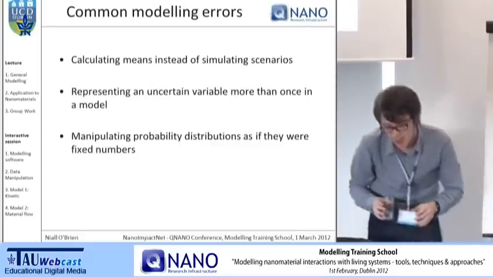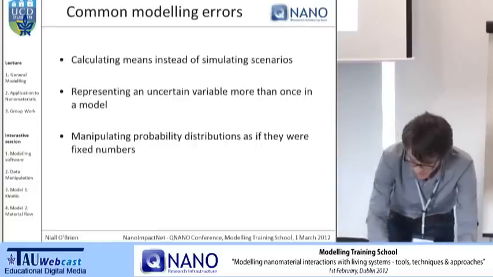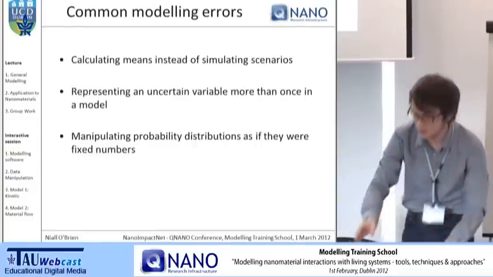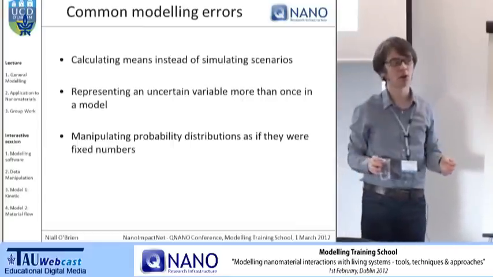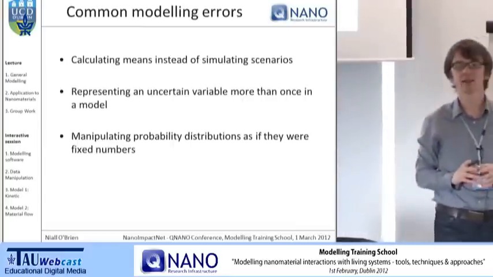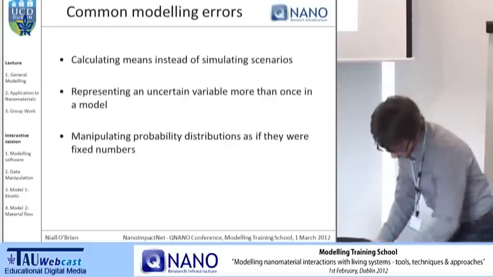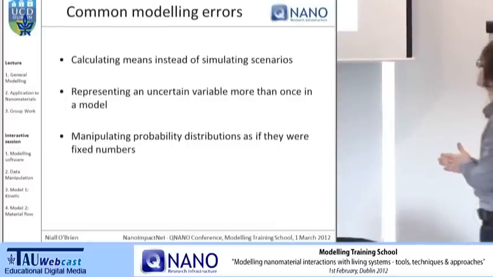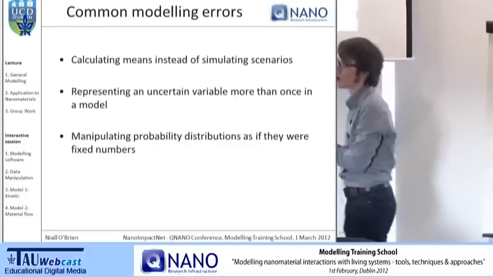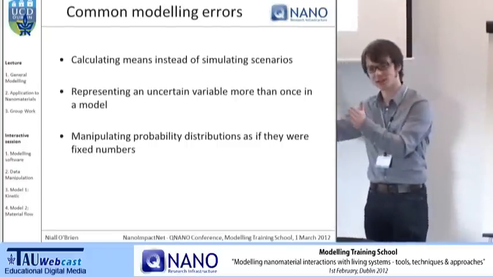So, if we want to talk about common modeling errors, and everyone makes these all the time, and sometimes you only realize this later, that you've made this error. It mightn't have a big effect overall, but it does have some effect. And you've got to look out for these things. So, the first is calculating means instead of simulating scenarios. Or even after you simulate a scenario, you just take the mean from that and use it somewhere else in your model to carry on the next part.